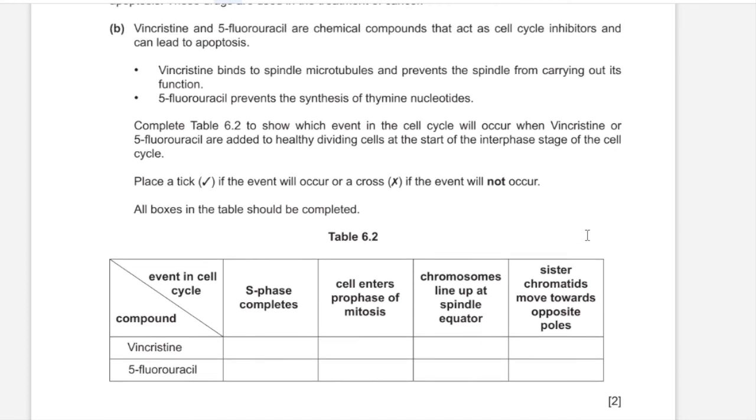So vincristine binds to the spindle microtubules and prevents their action. The action of spindle microtubules starts from prophase in mitosis, and that means S phase, which happens before mitosis, would be completed. The cell does enter prophase of mitosis because the microtubules start growing at late prophase. That means prophase would not be completed, but it would be initiated, and the rest of the events that follow prophase would not be completed, since prophase itself would not be completed.